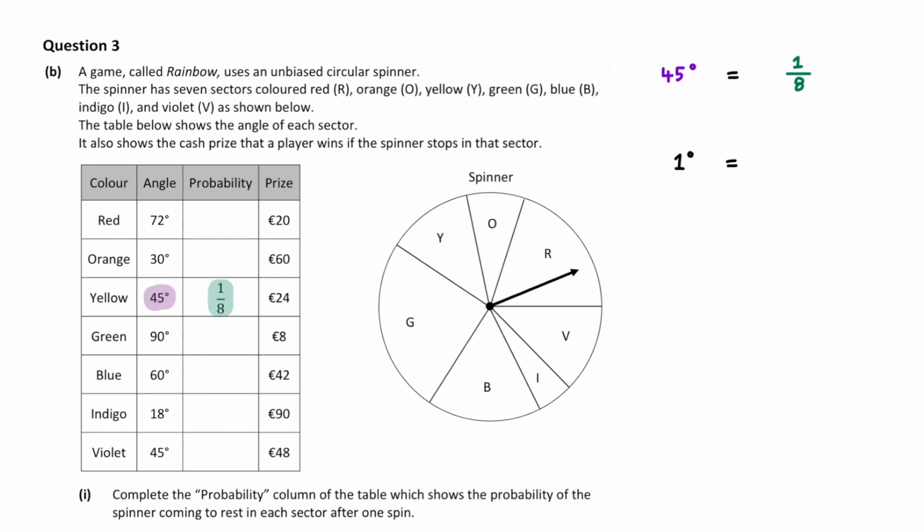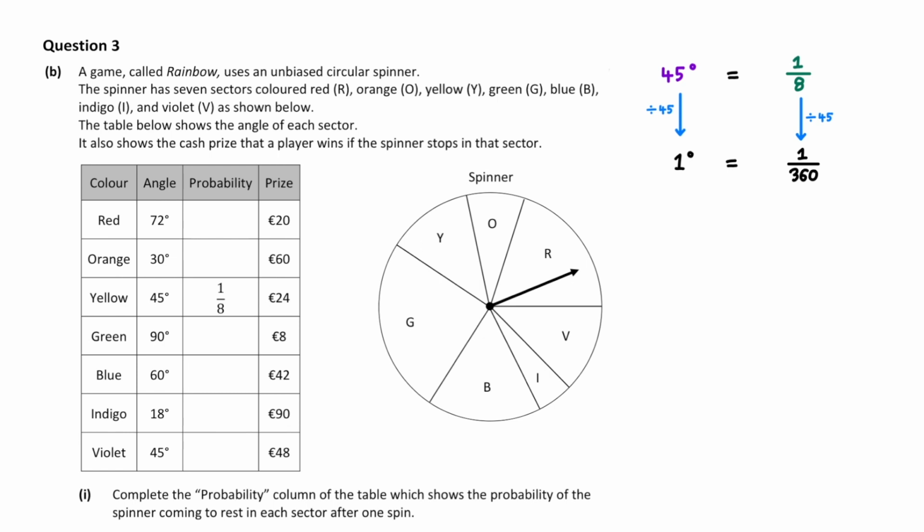in our table. Well, to get from 45 degrees to 1 degree, we need to divide by 45. To find what fraction 1 degree corresponds to, we should divide 1 over 8 by 45. This gives us 1 over 360. So now we know that a 1 degree angle corresponds to a probability of 1 over 360. It's also possible to get to this result by using the fact that there's 360 degrees in a full circle.